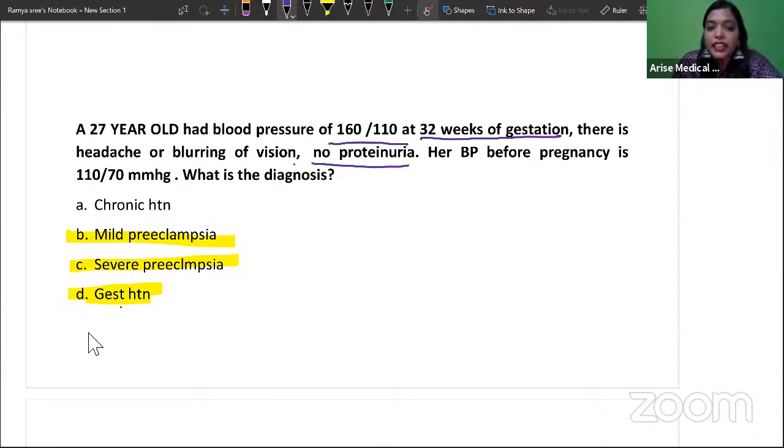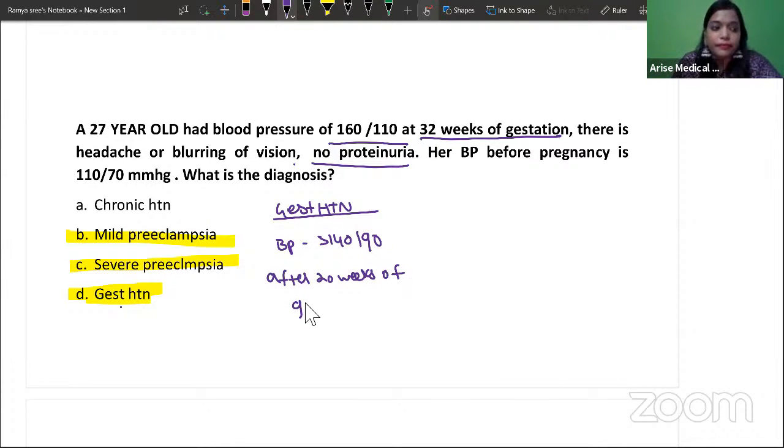Now, whoever is answering D, let's speak about all the definitions. Let's start with gestational hypertension itself. Gestational hypertension is blood pressure more than 140/90 after 20 weeks of gestation.